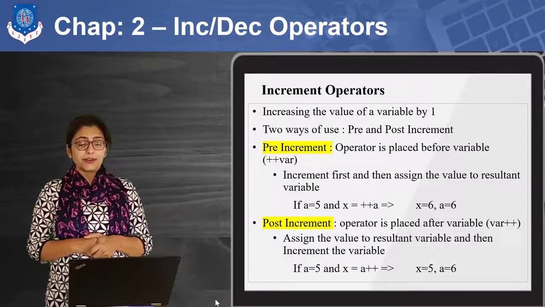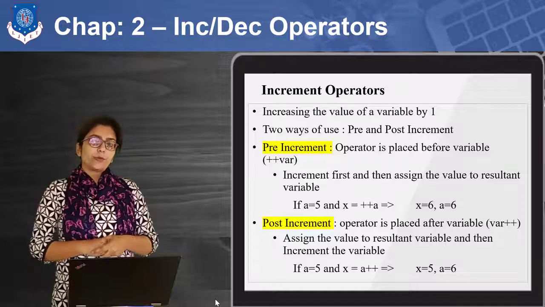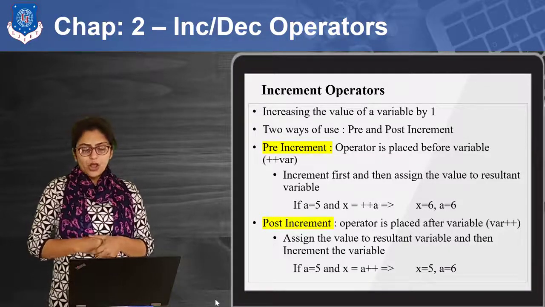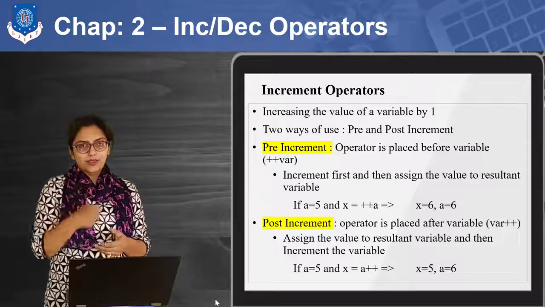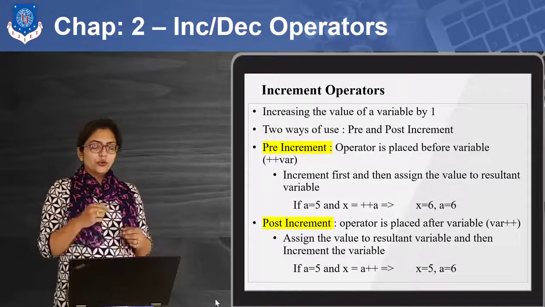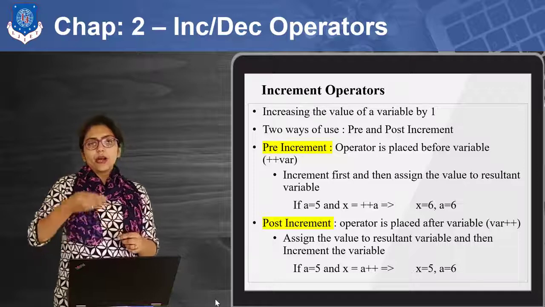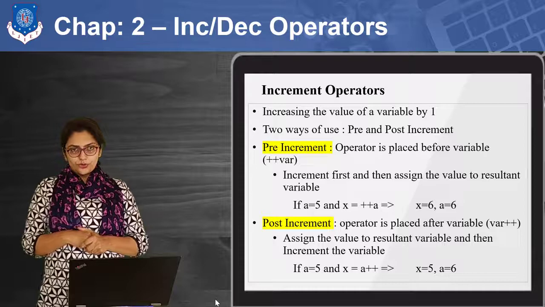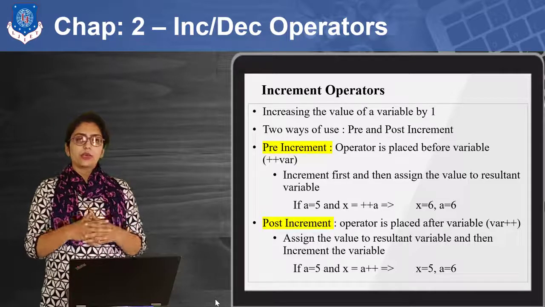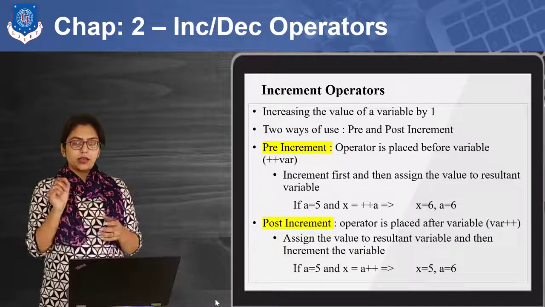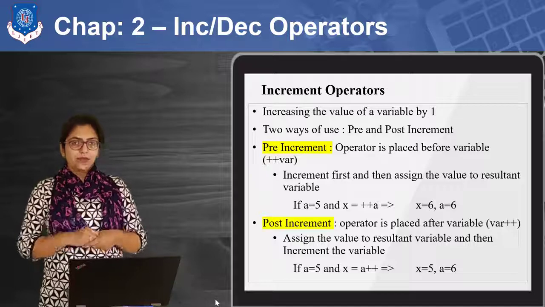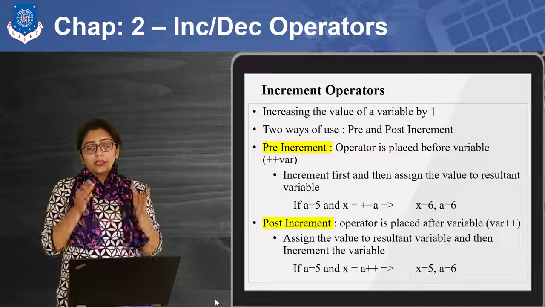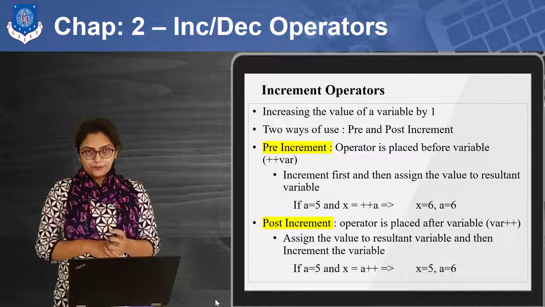What exactly are the increment and decrement operators? Suppose in your program you want to increment a value by 1, or increment the value by some constant value. Every time you want to add it, the increment operator is used. For increment we use plus plus, that is the double plus sign, and for decrement we use the double minus sign, right? This operator can be of two types.